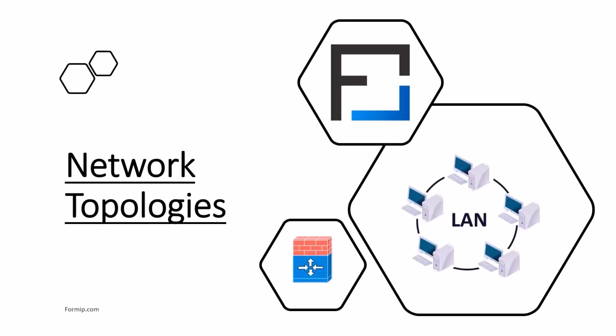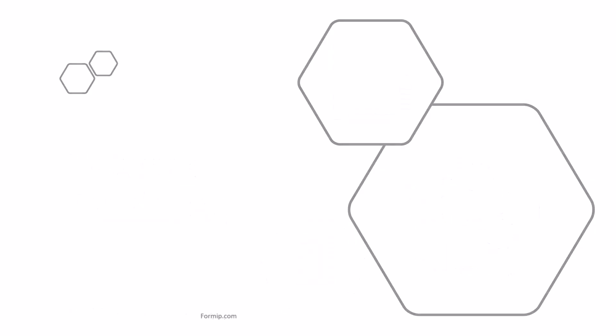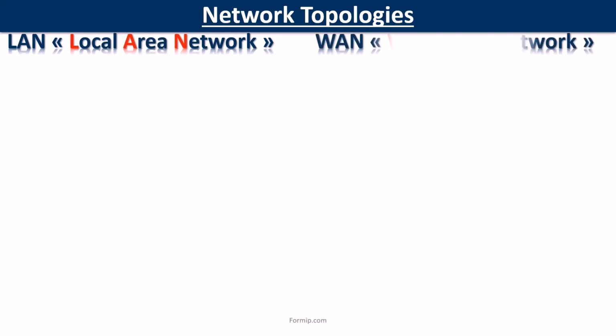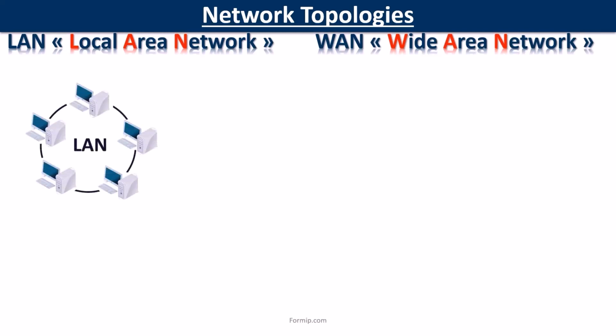To understand why certain topologies exist, we'll look in detail at two types of networks: the LAN, Local Area Network, and the WAN, Wide Area Network. The LAN is a network that is limited to a geographical space, for example, a building. For us, this means that all the devices that are connected to our internet box form an LAN.